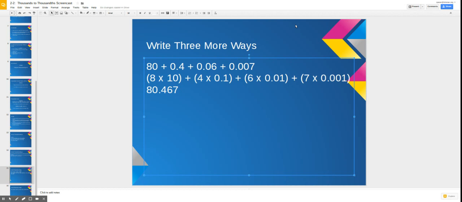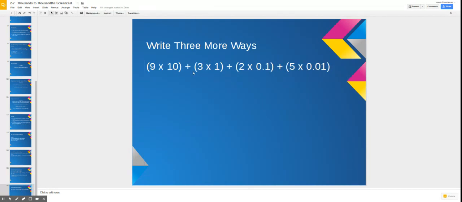Finally, we'll write this number in word form. The whole number is 80. Then we say and for the decimal. Read the decimal numbers how we normally would, 467. And state the place of the least digit. 7 is the least digit, and it's in the thousandths place.